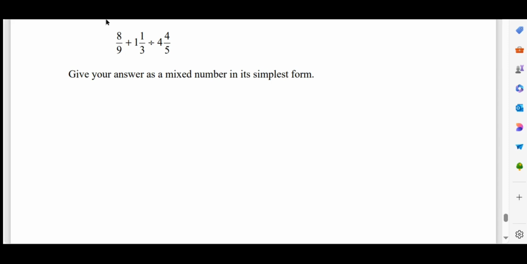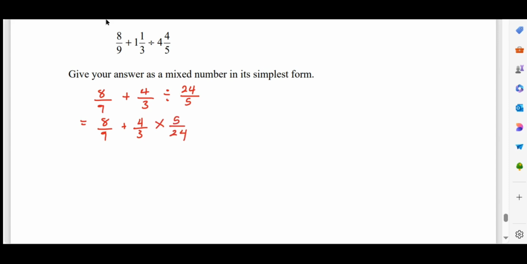We are going to have 8 over 9 plus, change this one to an improper fraction: 3 times 1 plus 1, that will give us 4 over 3, divided by, this time, 20 plus 4, that will give you 24 over something. So change your division to multiplication. That will give you 8 over 9 plus 4 over 3.